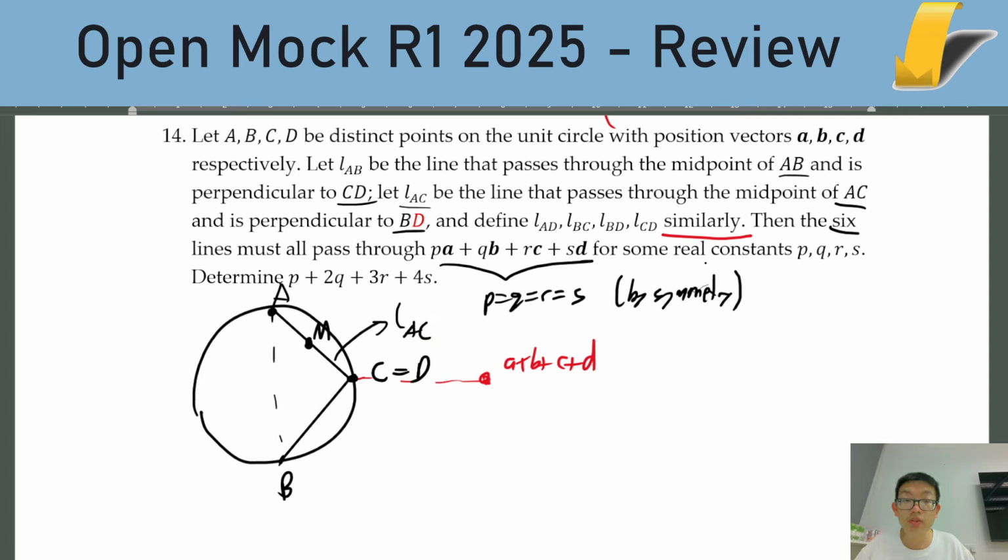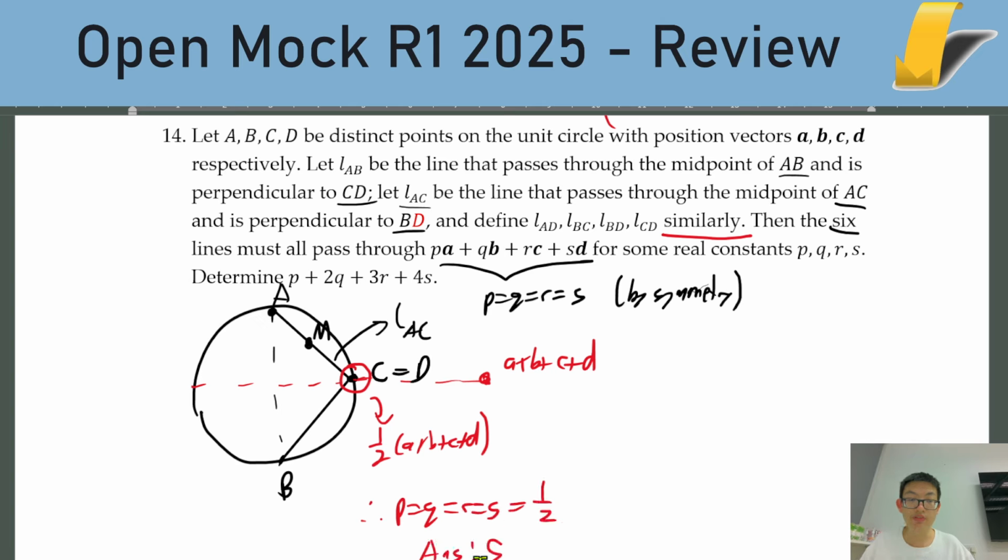And because it's supposed to go through, now PQRS are equal, so it's some multiple of A plus B plus C plus D. It is supposed to go through something on this line, which is the point itself here, which is half A plus B plus C plus D. And therefore, it just tells you that P equals Q equals R equals S equals 1/2, and you get an answer which is 5.